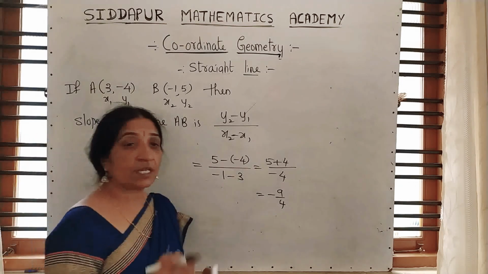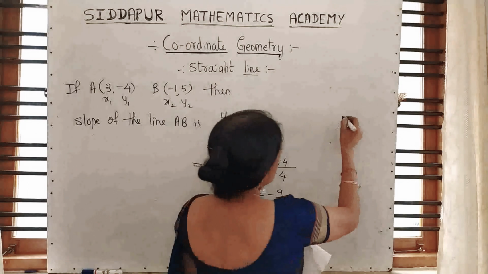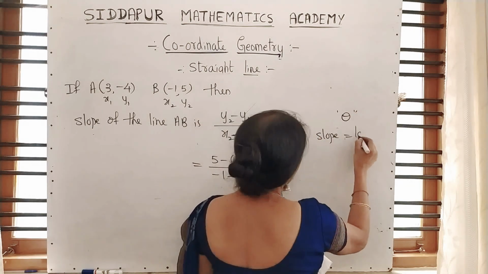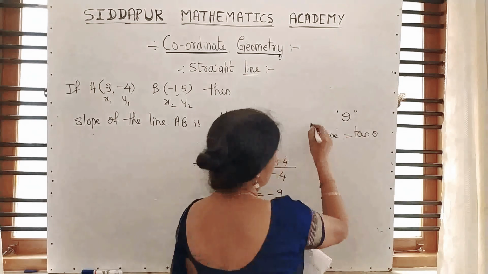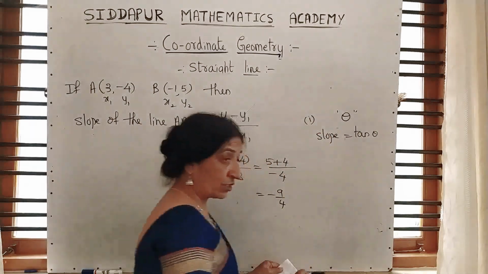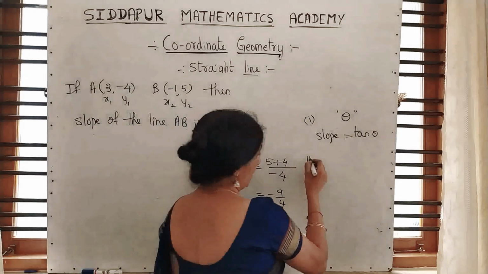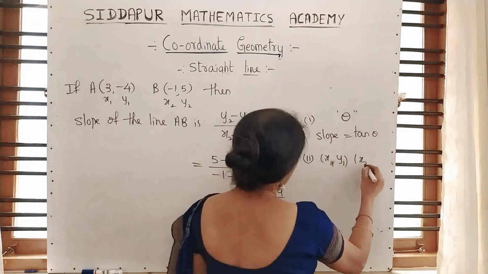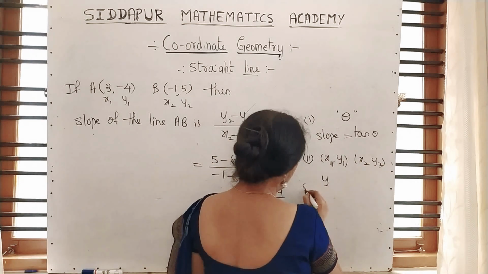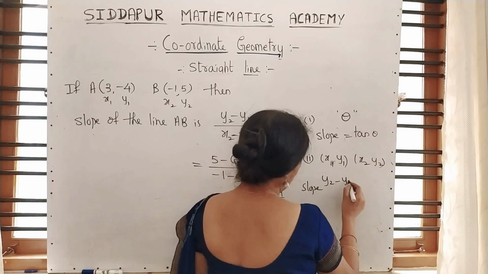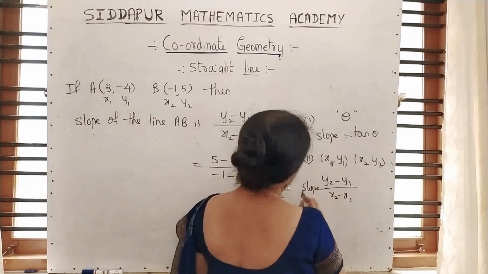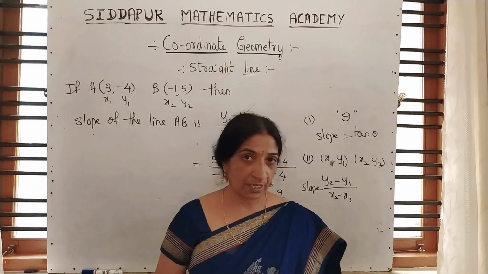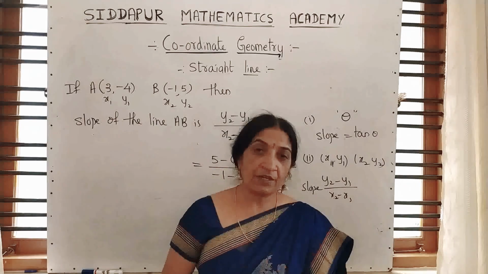That means in today's class, the total summary of what we studied: if you know theta, then the slope is tan theta. That means if a line makes an angle theta with the positive direction, then the slope is tan theta. And second, if 2 points are given, then the slope is y2 minus y1 upon x2 minus x1. That means for slope only we got two different formulas in today's class. So in the next class, I will give the next derivation.